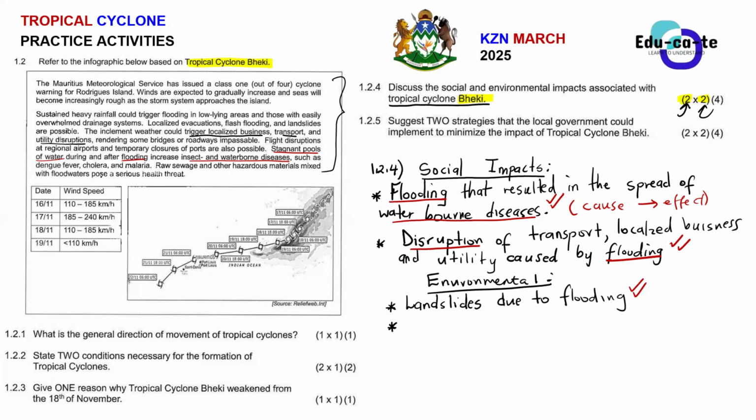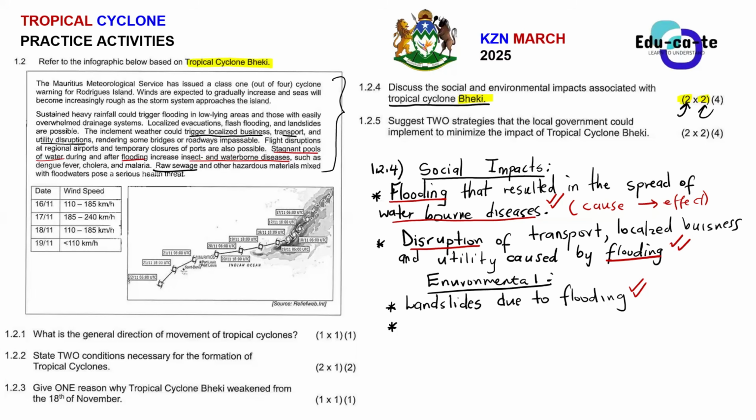Raw sewage and other water, here it is, poses a serious health threat. There can also be ecosystem disruptions as well, because remember, guys, that we're having some raw sewage. Guys, do you know sewage? You know sewage, right?